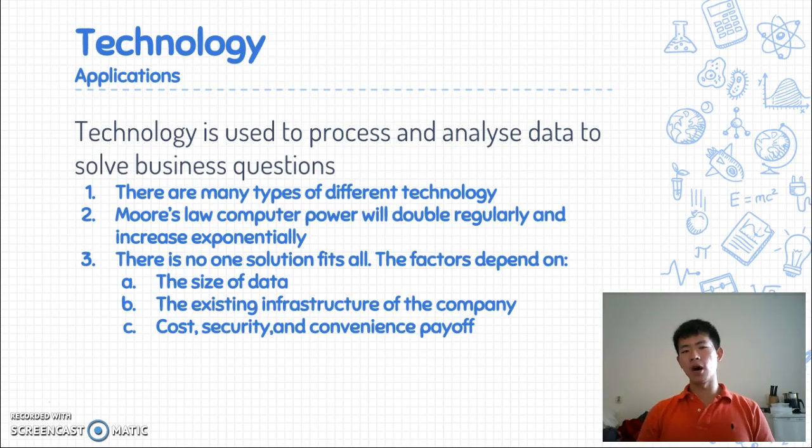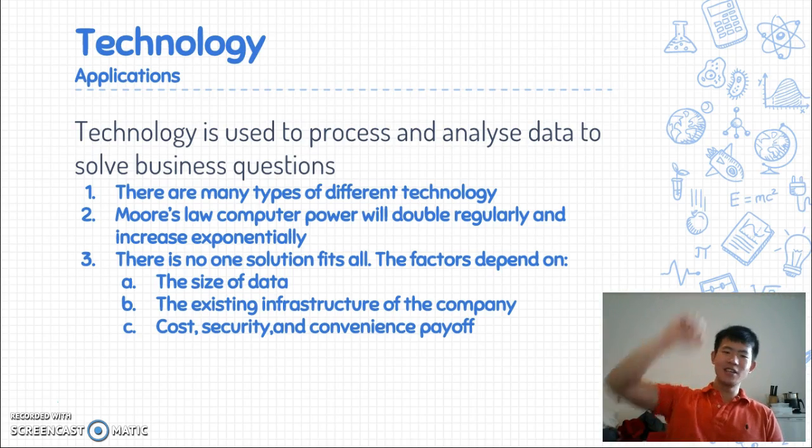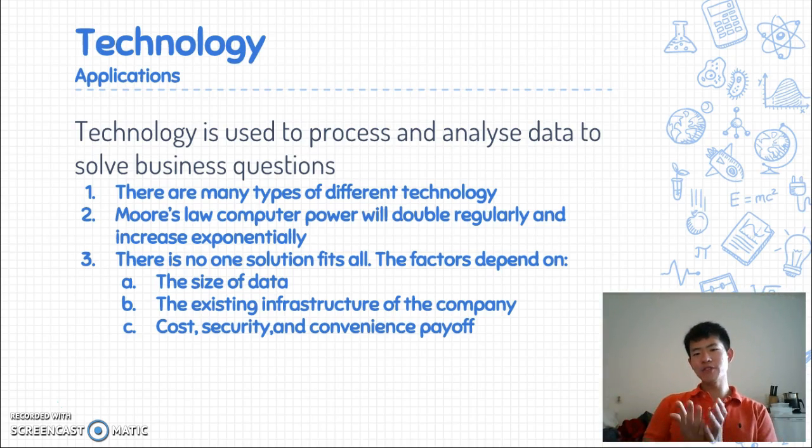Then we talk about technology. Why is technology important? Because technology capacity always increases. It may be at a slower rate, but it probably doubles regularly and increases exponentially. So that's why there is more capability to process more data, and the importance of analytics and technology becomes higher and higher each year. But there's no solution that fits all.